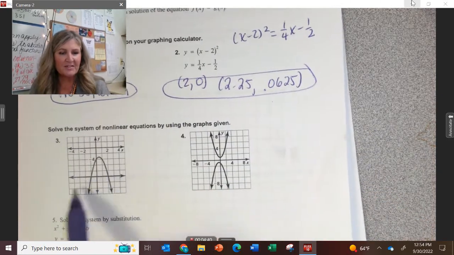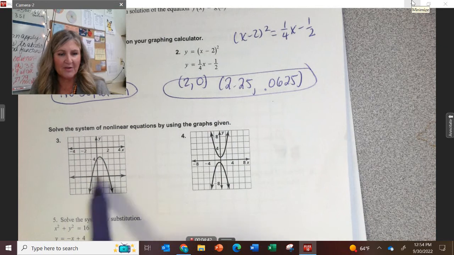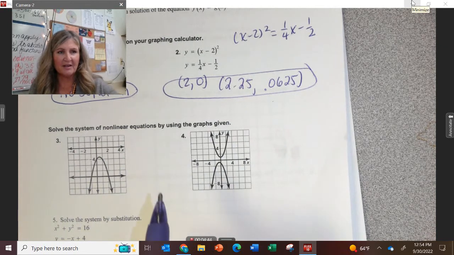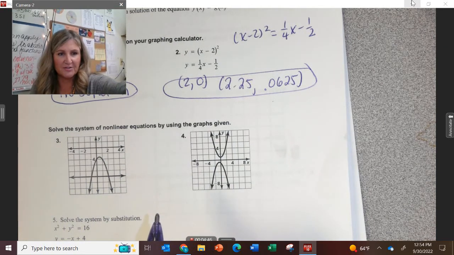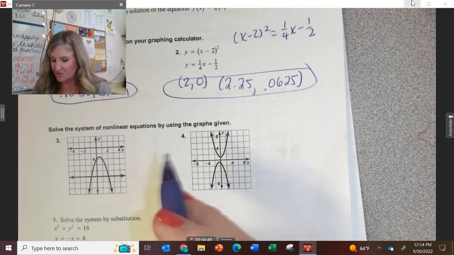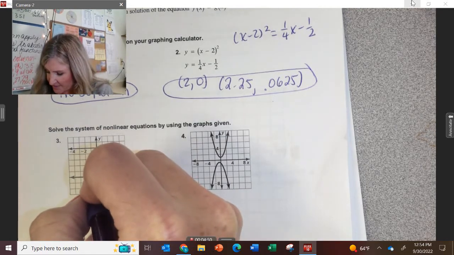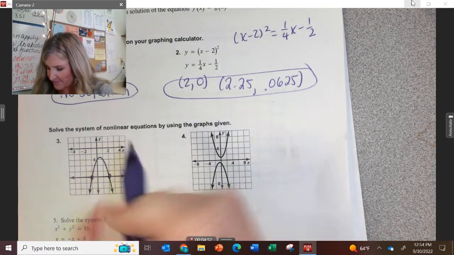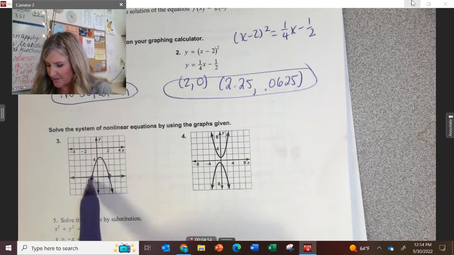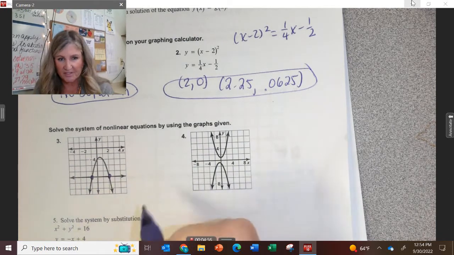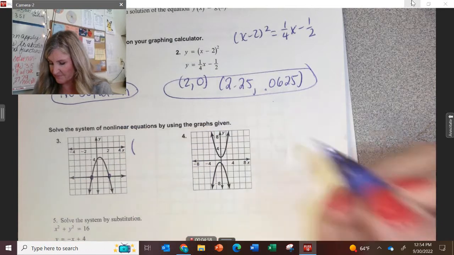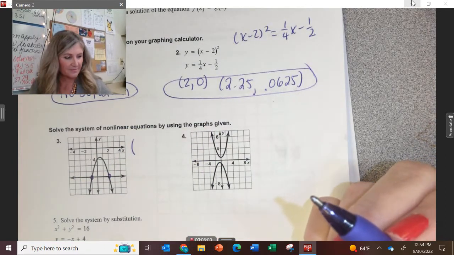All right, what about this one? We have a parabola and we have a line. How many solutions are there to those two? One of the solutions is here, one is here. Find those coordinates because those are our solutions.